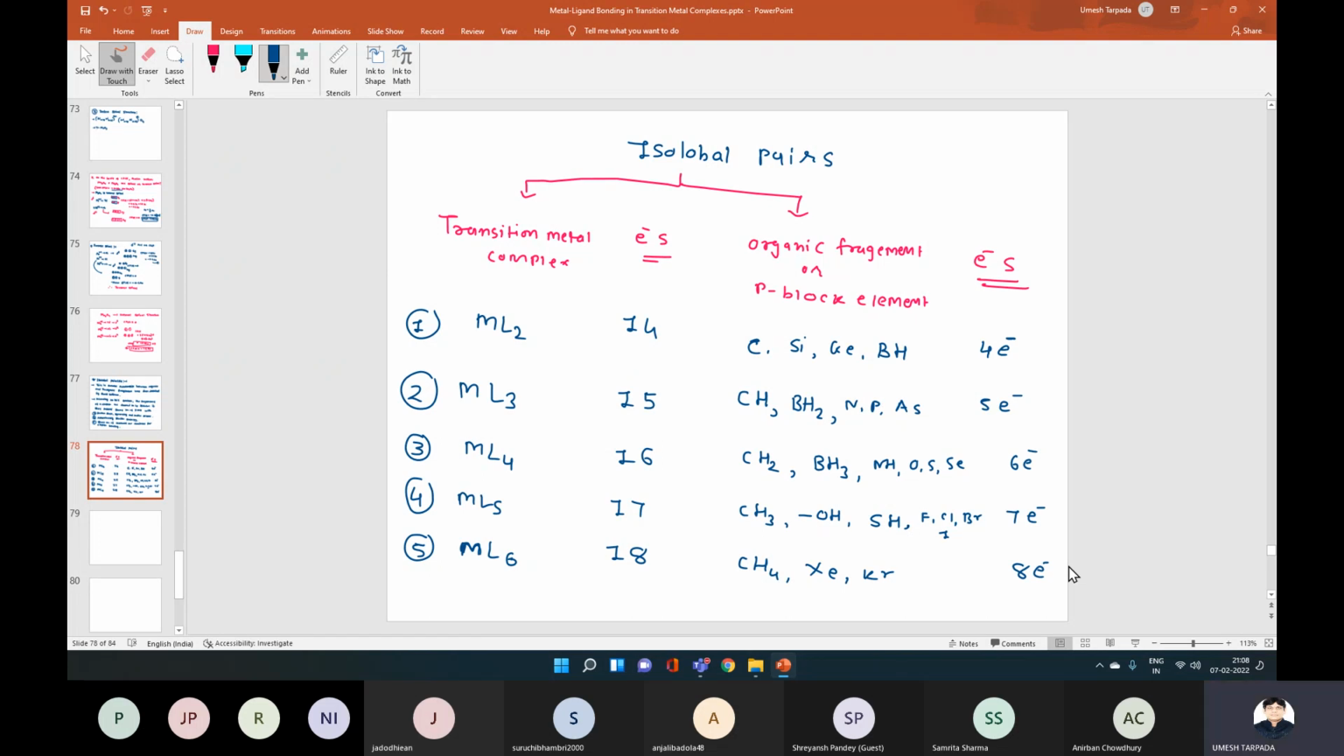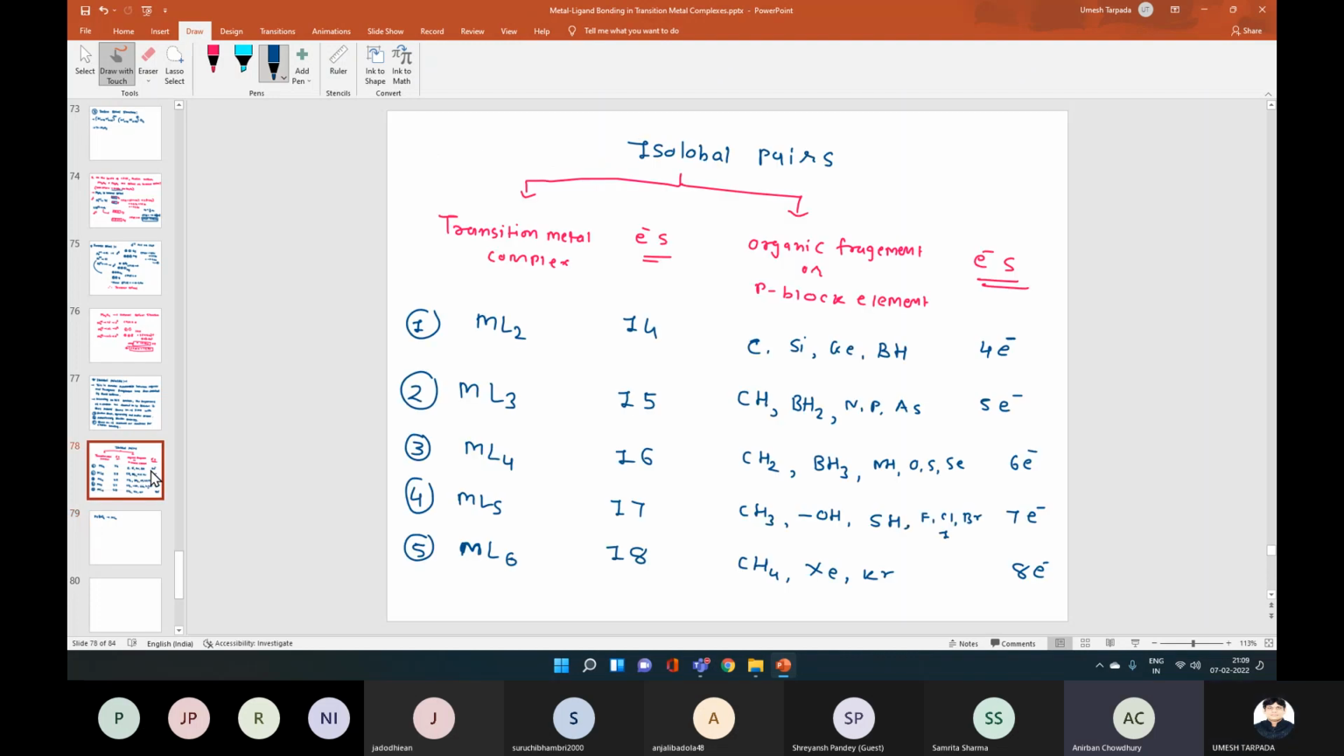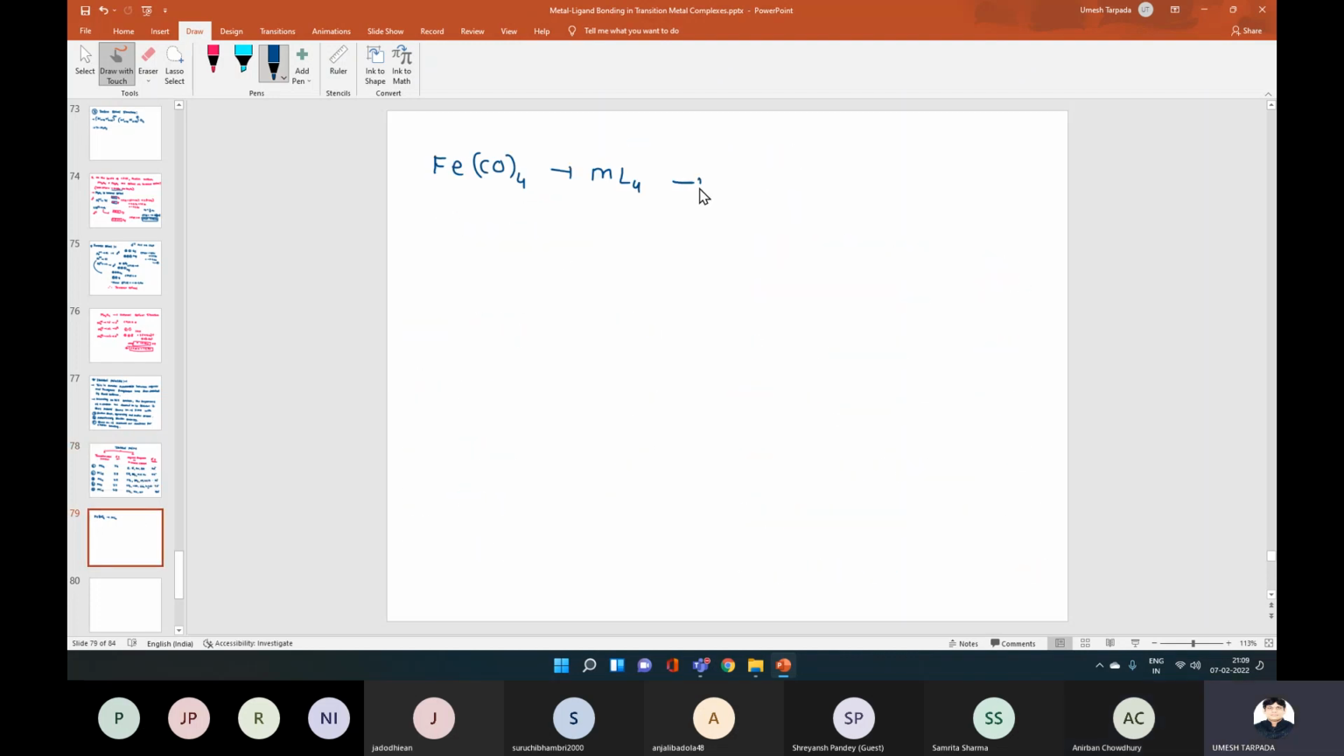For example, see if you have Fe(CO)4. So this complex is which type of complex? ML4, 16 electrons. So it has 16 electrons, and the opposite fragment you require is oxygen, which has how many electrons? 6 electrons in the outermost shell. So you can take this one.